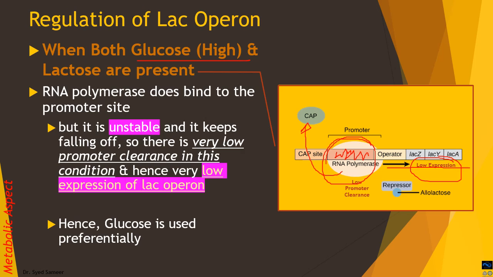Why? Because the RNA polymerase, even though bound to this promoter region of the Lac Operon, is not able to move and do the promoter clearance with high fidelity, and hence there will be a low expression and low availability of the enzymes which will utilize the lactose. In these conditions, when both are present, glucose is preferentially utilized because of the RNA polymerase's inability to identify the promoter with high fidelity, and to move from the promoter region to the structural region to express it.